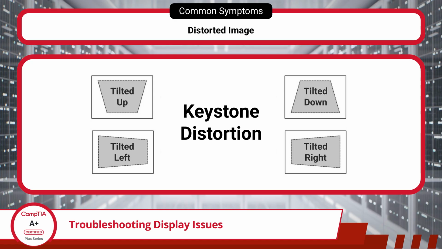Keystone distortion occurs because the projector is not aligned perpendicular to the screen, causing the projected image to take on a trapezoid shape instead of a proper rectangle. To correct this issue, users should first attempt to physically reposition the projector so it is centered and level with the projection surface. Ideally, the projector lens should be aimed directly at the center of the screen to maintain proper image geometry. Many modern projectors also include keystone correction settings that digitally adjust the shape of the image to compensate for the angle of projection.